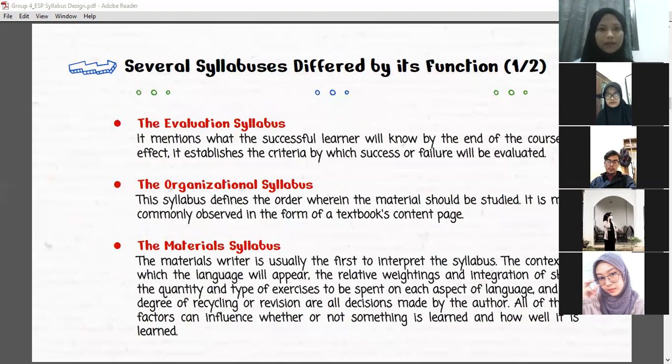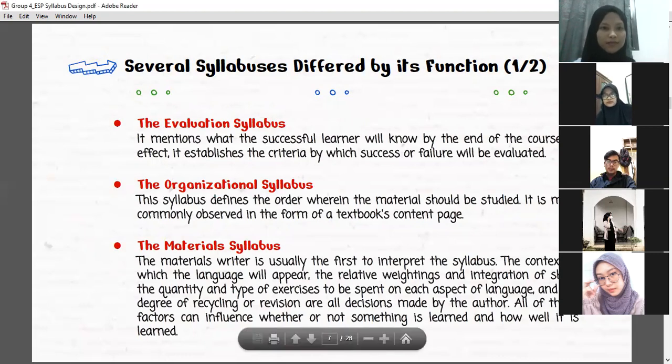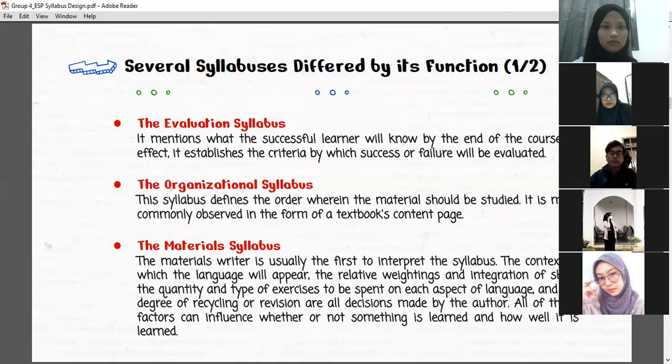Okay, so the evaluation syllabus mentions what the successful learner will know by the end of the course. In fact, it establishes the criteria by which success or failure will be evaluated. And then the second is the organizational syllabus. The syllabus defines the order in which the material should be studied.